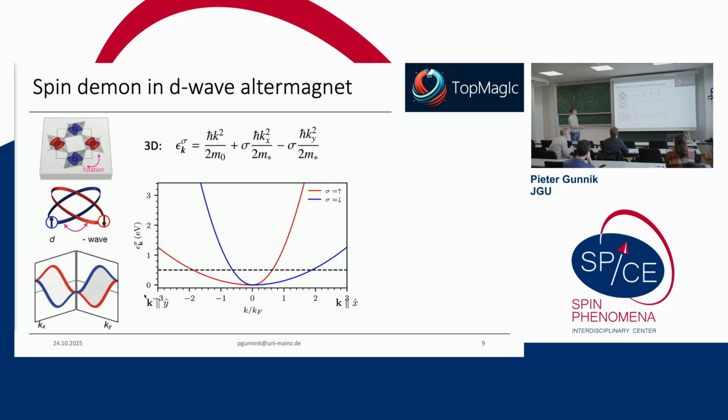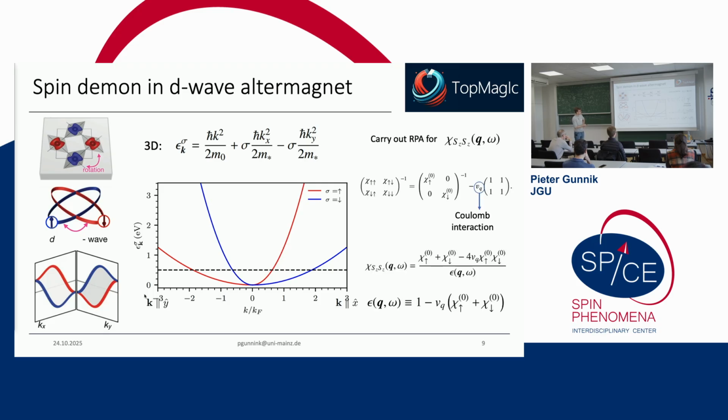Well, I don't need to introduce D-wave altermagnets to you, I think. So we're just going to take two bands at the Fermi surface as given. They follow this nice quadratic dispersion, and they are spin split. And so we're just going to do random phase approximation on these two bands. And this random phase approximation is going to give you plasmons, and it's going to give you, hopefully, spin demons.